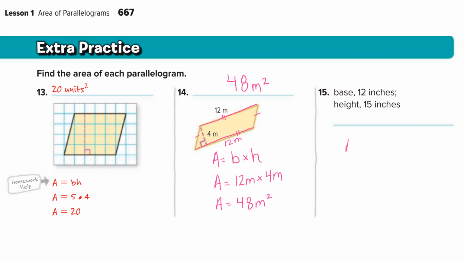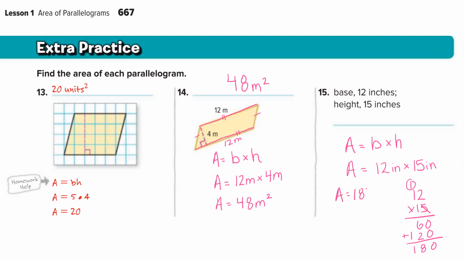Question 15. Area equals the base times the height. Area equals 12 inches times 15 inches. Okay, we can do the math on the side. 5 times 2 is 10, carry the 1. 5 times 1 is 5, plus 1 is 6. Add a 0, 1 times 2 is 2, 1 times 1 is 1, add them together. We get 180 inches squared.